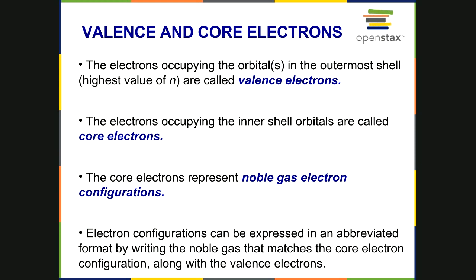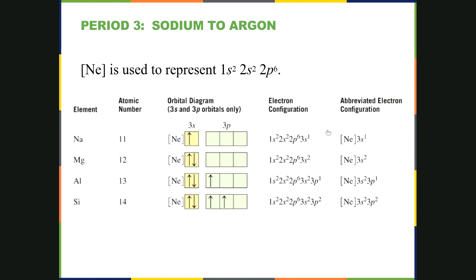So valence electrons refer to the electrons that are occupying the outermost shell or highest n value within an atom. The electrons in that outermost energy level we refer to as valence electrons. The electrons that are inside or below that outermost shell we're going to call core electrons. In all cases, the core electrons represent noble gas electron configurations, which is why when we write an abbreviated electron configuration, we can use a noble gas. And then what we add on to that noble gas is really just the valence electrons.